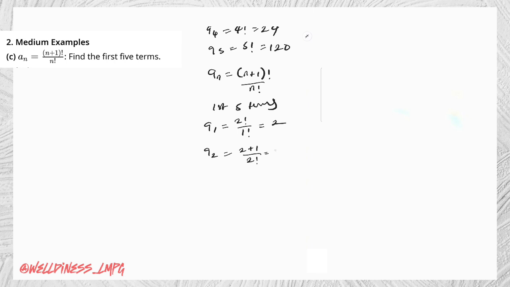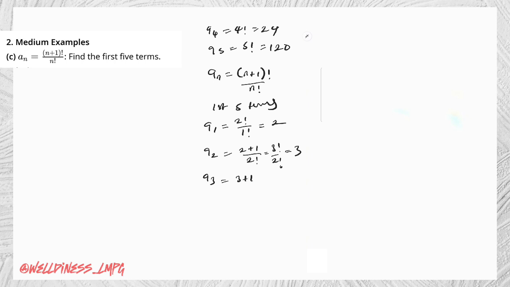So a_2 will give you 2 plus 1 factorial divided by 2 factorial, and this will give you 3 factorial divided by 2 factorial. And we know that 3 factorial is 3 times 2 times 1, and 2 factorial is 2 times 1. So this will give you 2 times 3, which is 6, divided by 2, which will give you 3.